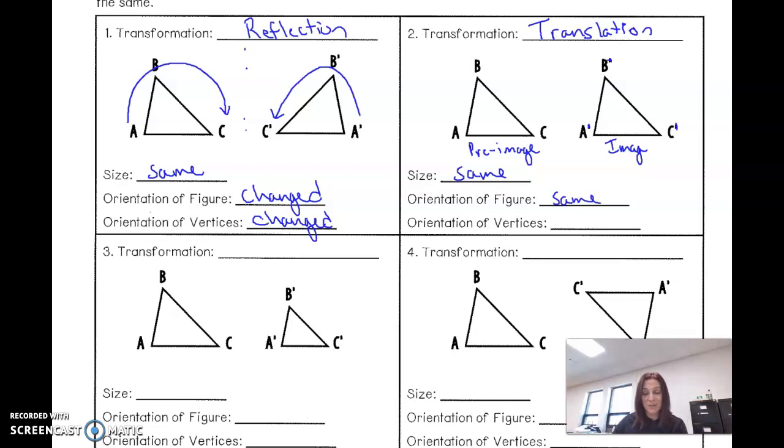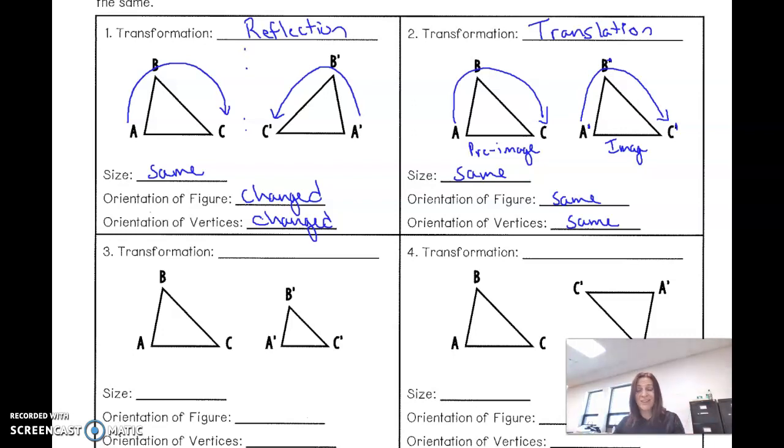Stayed the same. Okay. How about the orientation of our vertices? A, B, C. See how it's going clockwise? A prime, B prime, C prime. Going clockwise, right? So the orientation of the vertices stays the same. Okay, so good. In a reflection, we know the size is staying the same, but the orientation of the figure and the orientation of the vertices is going to be changed.